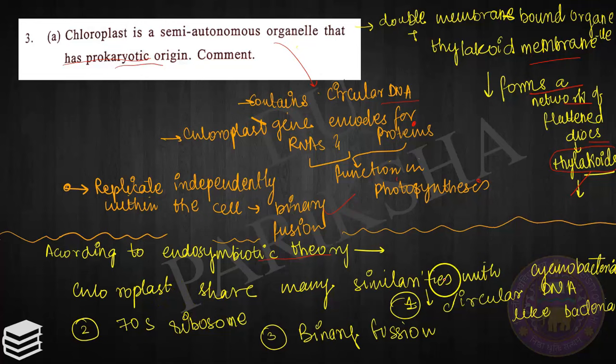Because chloroplasts share many similarities with cyanobacteria, which is a prokaryote. It has circular DNA like bacteria, and it has 70S ribosomes similar to bacterial ribosomes. It has a double membrane, and it divides independently like bacteria by binary fission. Chloroplasts also have a photosynthetic machinery that is similar to the prokaryotic photosystem, including thylakoids and pigments.